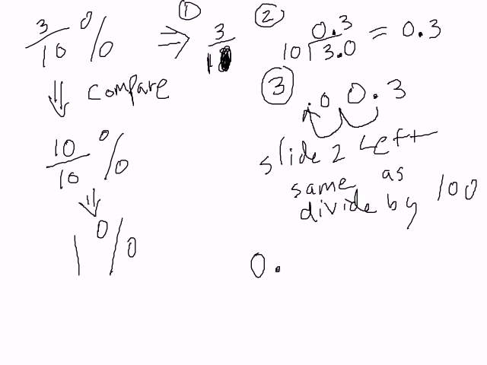Okay? But here's our decimal. Right? In our minds, we had 3/10%. We compared it to 10 over 10%. We realized it was 1. We said, OK, then this has to be less than 1%. But let's do a similar trick here.